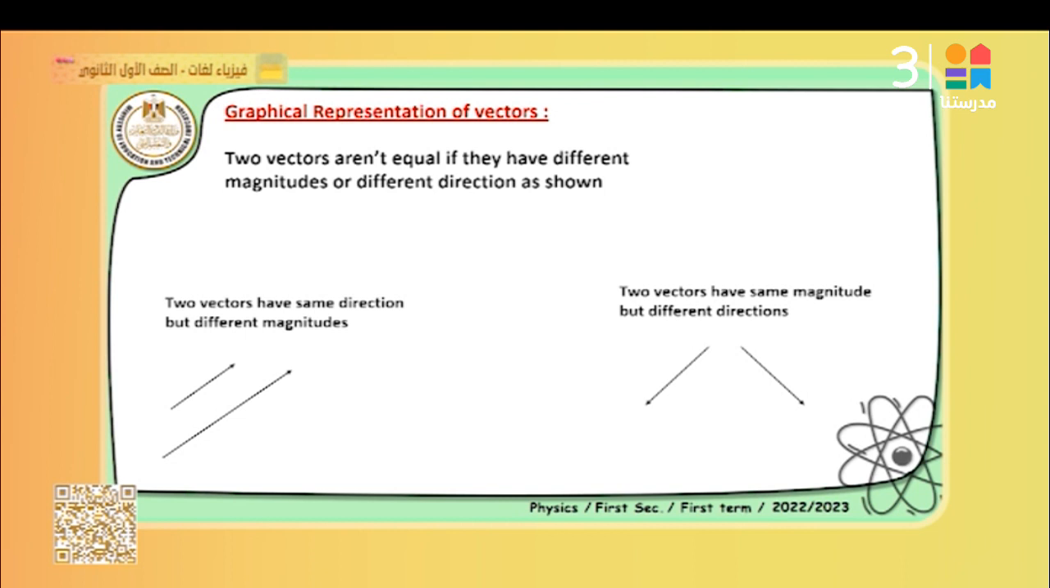Just like في ال first figure, two vectors have the same direction but a different magnitude. هما اتنين في نفس الاتجاه بس مش قد بعض، عرفت منين؟ From the length of each of them. طول الفيكتور نفسه مش قد بعض which means the magnitude is not equal. في ال second figure, the two vectors have the same magnitude, the same length of the vector but in different directions. They don't have the same direction which means they are not equal vectors.